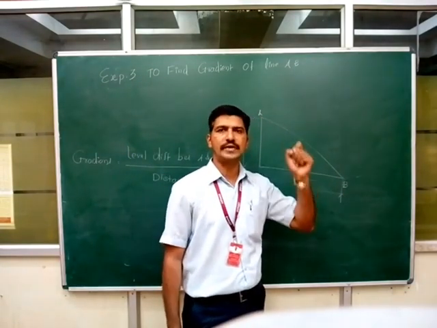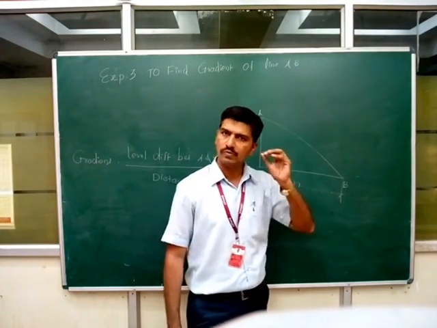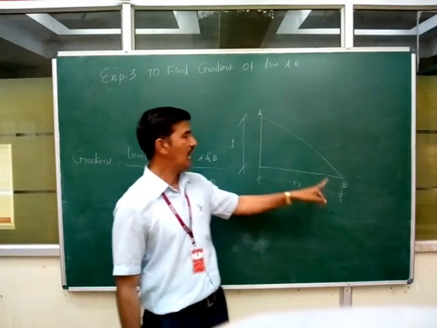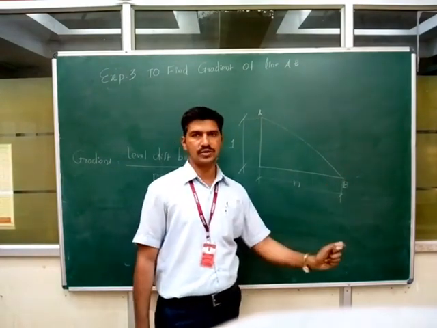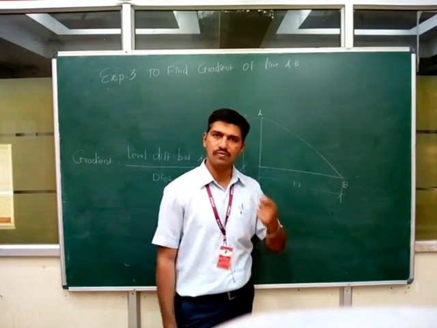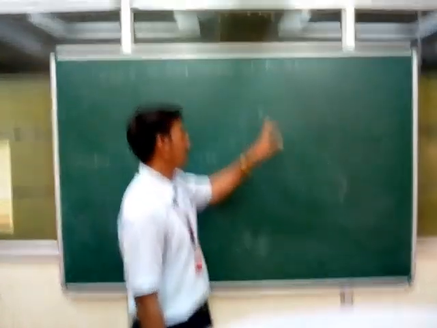In experiment number 2, we have seen how to calculate the RL of point A and the RL of point B by using the tachymetric method. So in the same fashion, we are going to find out the RL of point A.